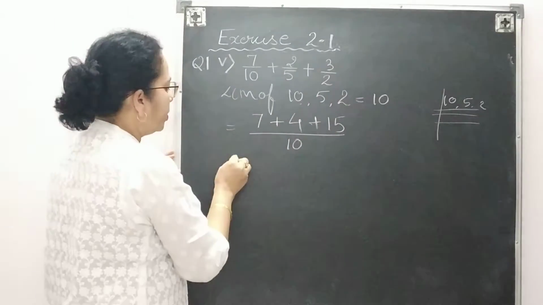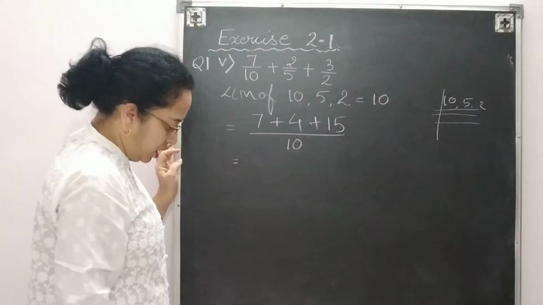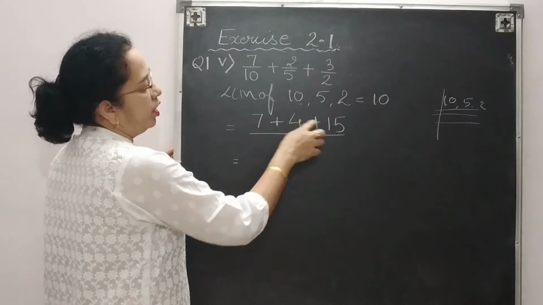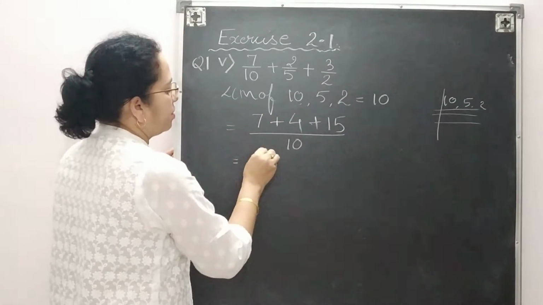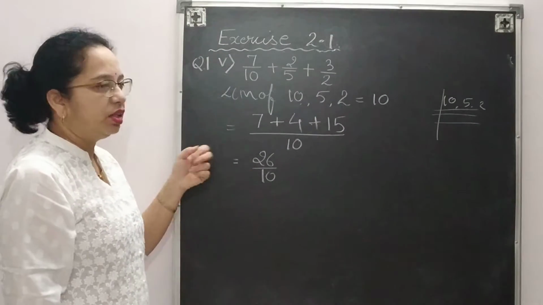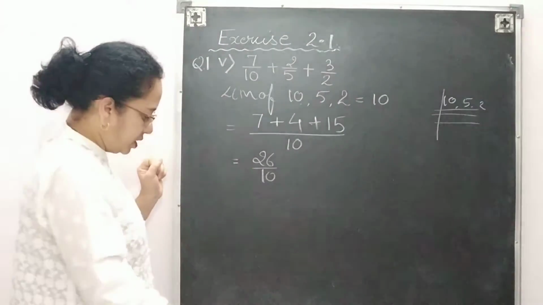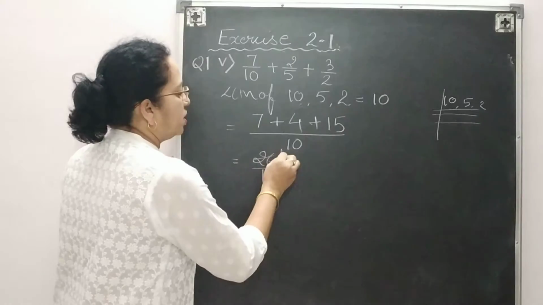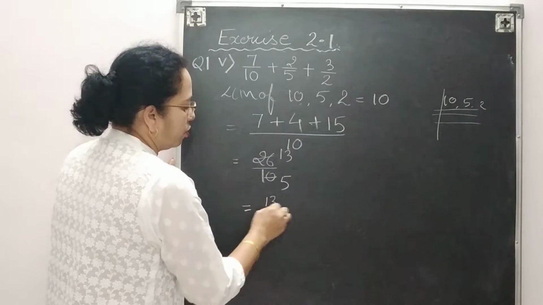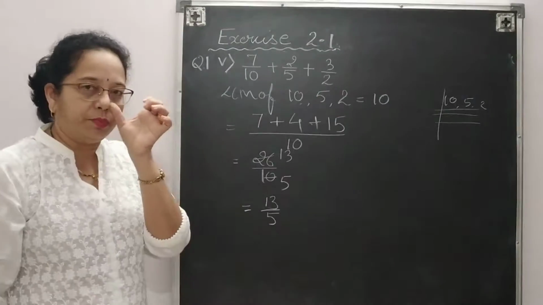Now in the numerator all are positive numbers, so add all the positive numbers. 14, 15 plus 4 is 19. 19 plus 7 will give you 26 upon 10. Can we cut these two numbers? Yes, these two numbers are divisible by 2. 2 ones are 2, 2 threes are 6, 2 fives are 10. So this is 13 upon 5. Now we have converted into simplest form.